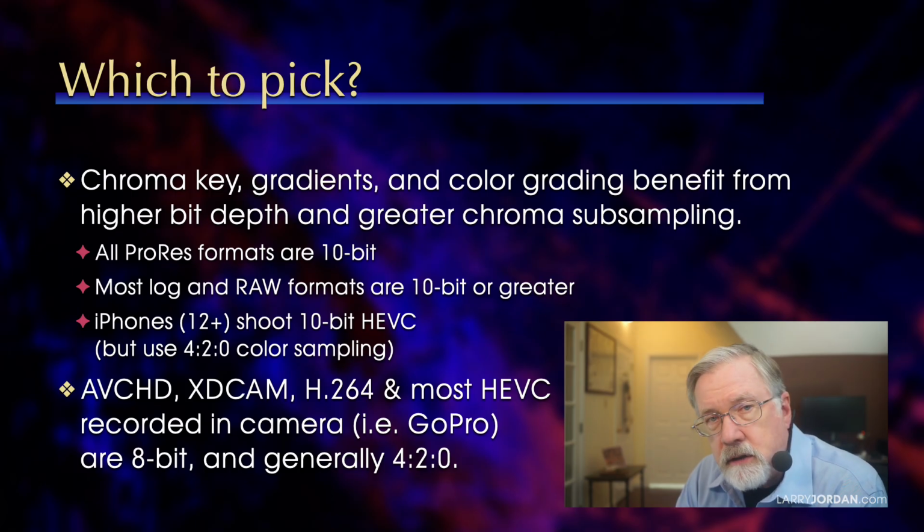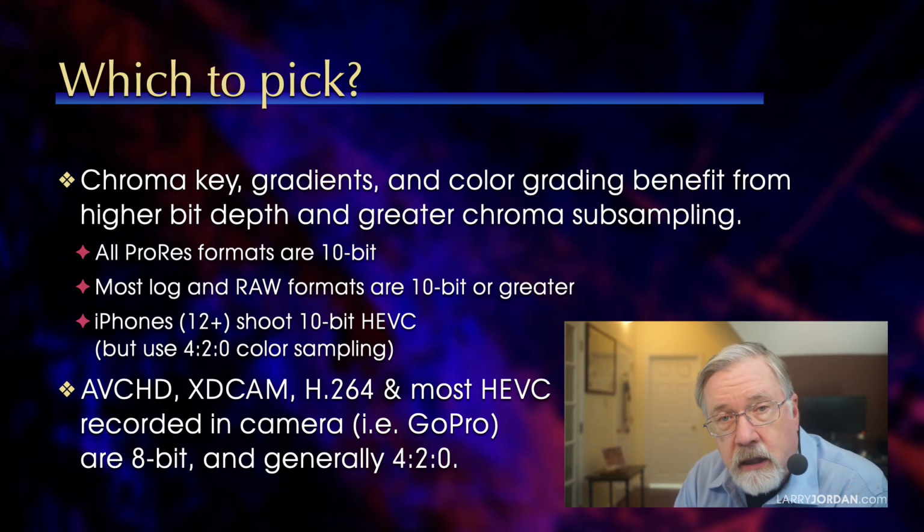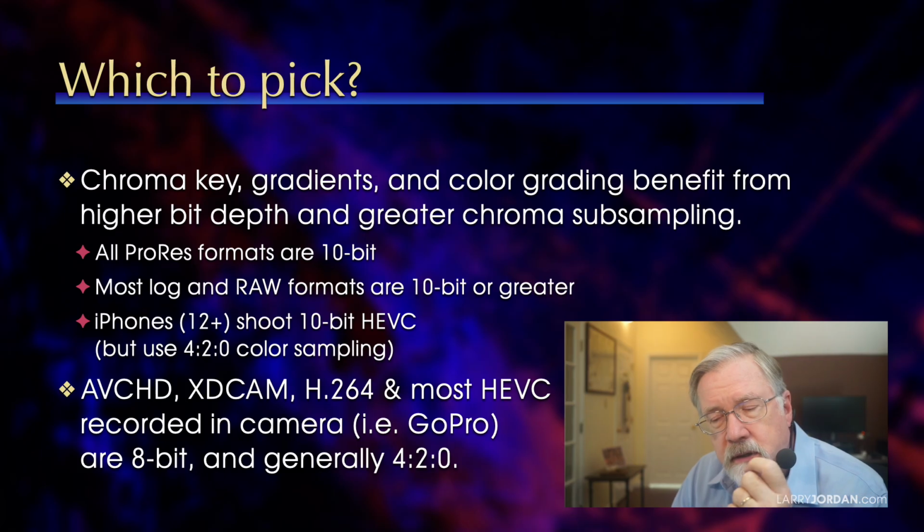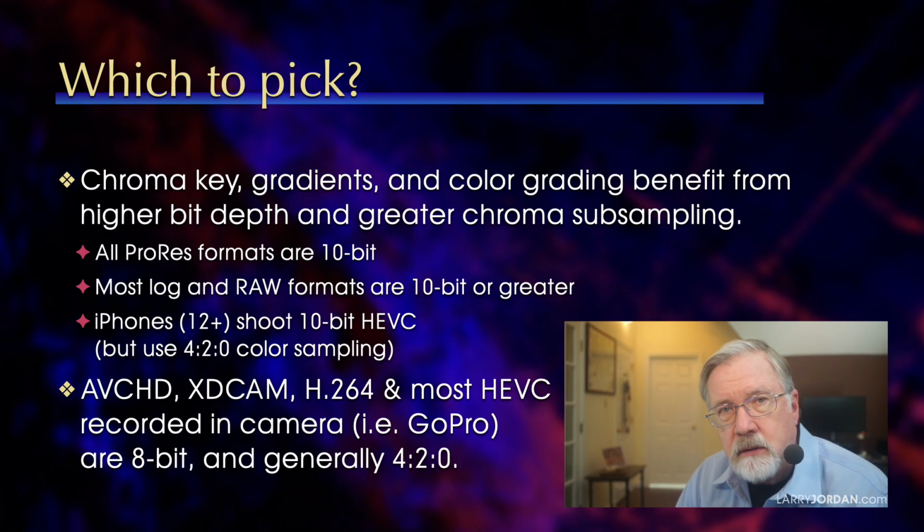AVCHD, XDCAM, XDCAM EX, H.264, and most HEVC that are recorded in the camera, like a GoPro, are 8-bit and generally use 4:2:0 chroma subsampling. So again, if your job is to have high-quality chroma key, or you're doing a lot of really detailed color grading, working with 4:2:2 or better, working at 10-bit or better, will make your video look a lot better.